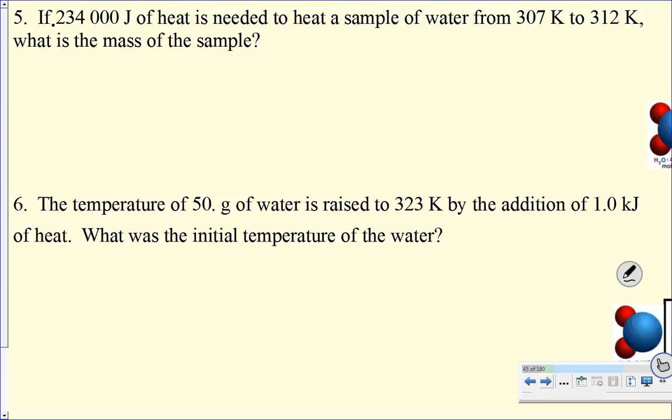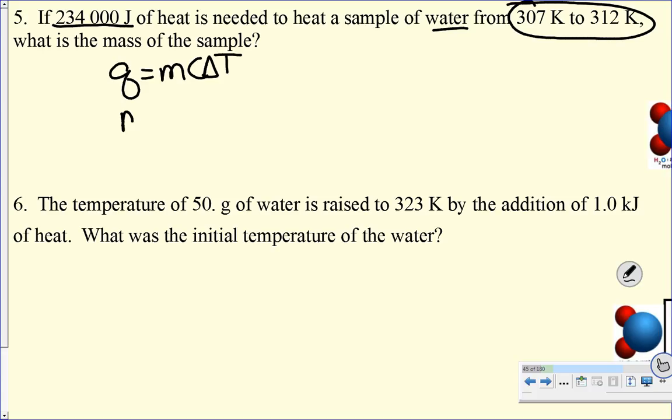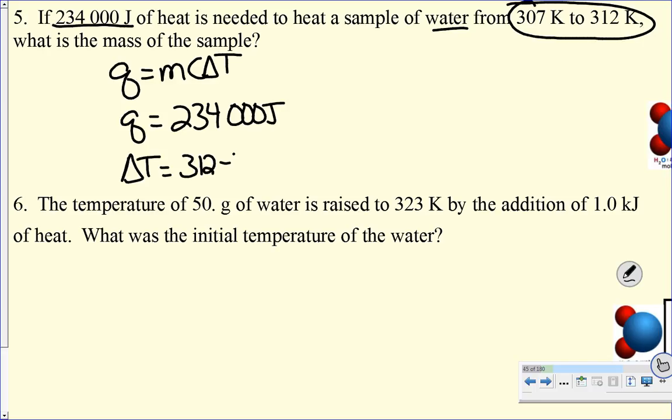If 234,000 joules of heat energy is needed to heat a sample of water, so that's important. We have a temperature change, 307 to 312. That tells us that we're going to be using Q equals mc delta T again. Sorry, mass is what we're actually solving for this time. In this problem, they're giving us our heat. Our change in temperature is 312 minus 307, or 5 Kelvin.